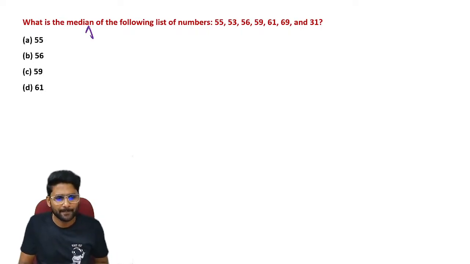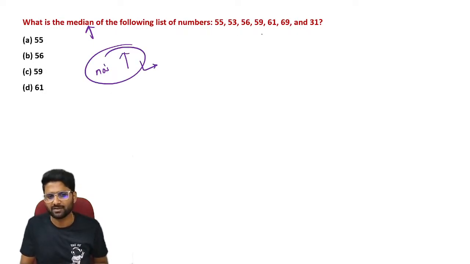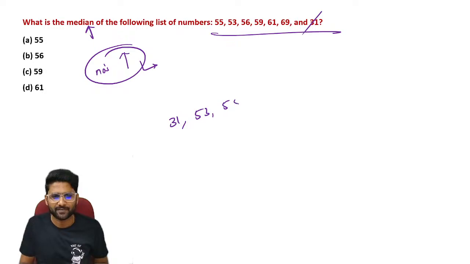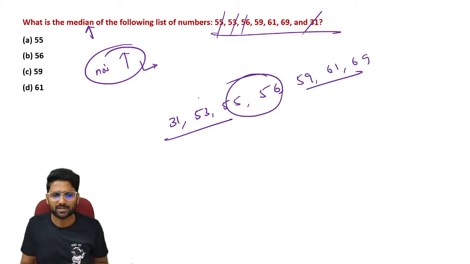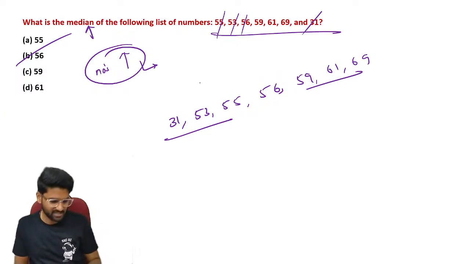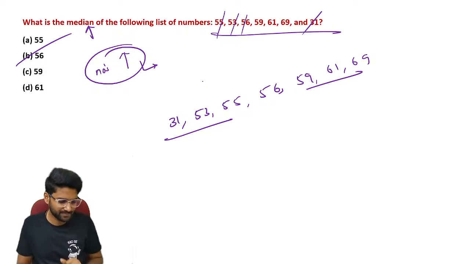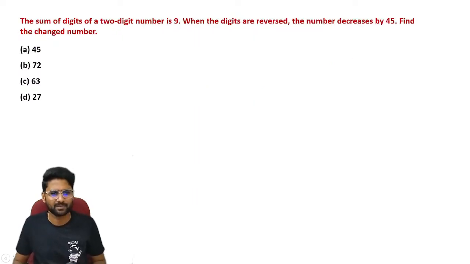Next, median. As you know the definition, numbers are arranged in increasing order and we find the middle one. Increasing order means 31, 53, 55, 56, 59, 61, 69. So here the middle number is 56. Numbers arranged in increasing order, and find the middle term. So remember this definition.